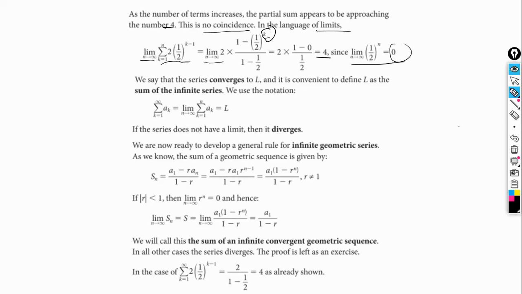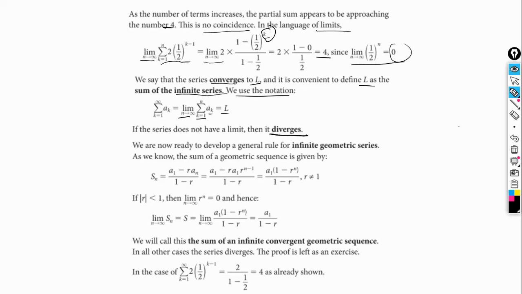In other words, we say that a series converges to L, and it is convenient to define L as the sum of the infinite series. And we use this notation: the limit as n approaches infinity of the sum from k equals 1 to n of a sub k is L. If the series does not have a limit, then it diverges.